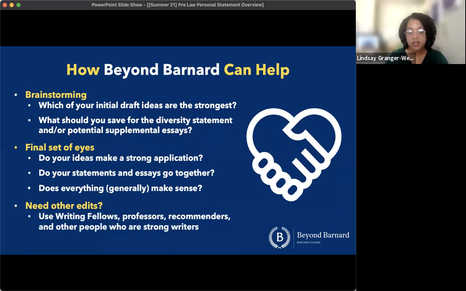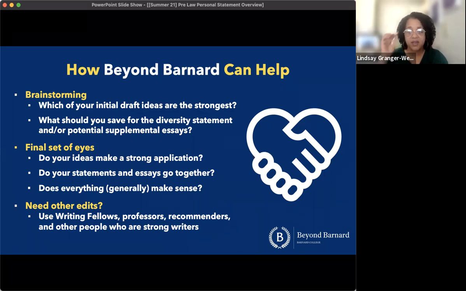And if you need additional edits, if you're a current student, writing fellows are around, but also just generally for everyone, professors and recommenders who say that they'll write your recommendation letter are often very invested in you being successful, and will look over personal statement and diversity statement drafts, all of that. And just people who are strong writers. So people maybe on this call, you could get a writing workshop together, that wouldn't be uncommon or unheard of.